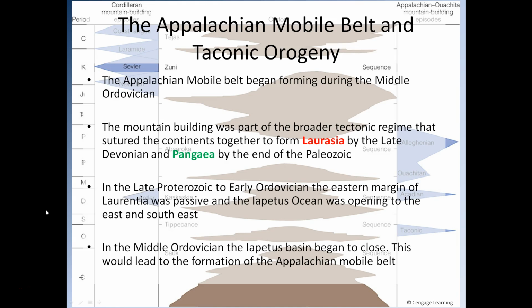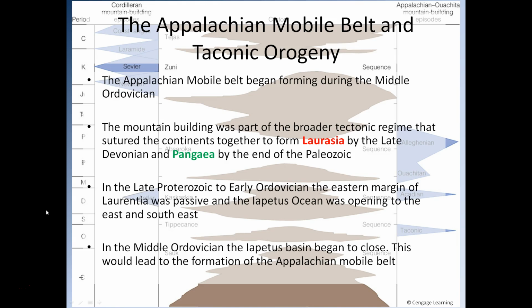So in the late Proterozoic to early Ordovician, the eastern margin of Laurentia was passive, and the Iapetus Ocean was opening to the east and to the south. So all the way through to the early Ordovician, along what is now the modern east coast of North America, we had a nice big ocean basin there called the Iapetus Ocean. Not as big as the Atlantic, but still pretty big.